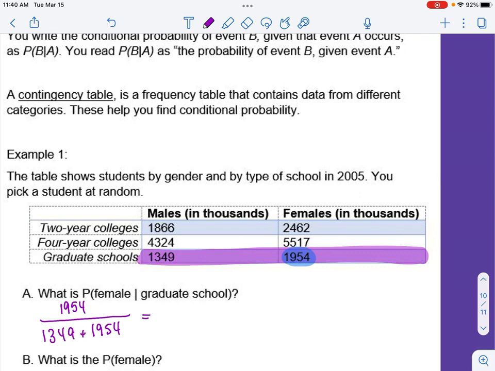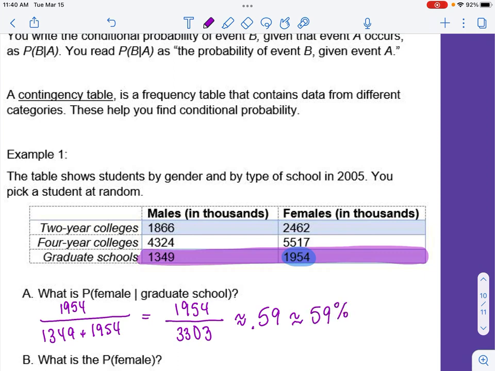I've already done my addition. So we have 1,954 over the total 3,303. Now this, if you write it as a decimal, is about 0.59. And if you write it as a percent, it is about 59%.